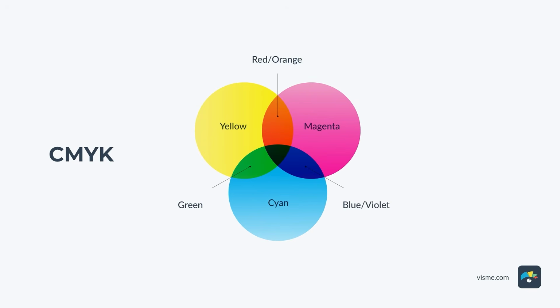The CMYK mode is also made up of three primary colors, cyan, magenta, and yellow. The K stands for black because you need black ink to make pure black or to darken other tones. The secondary colors in this color mode are red/orange, green, and blue or violet.